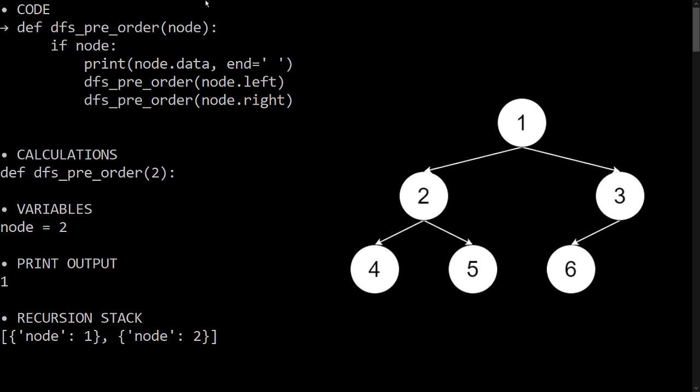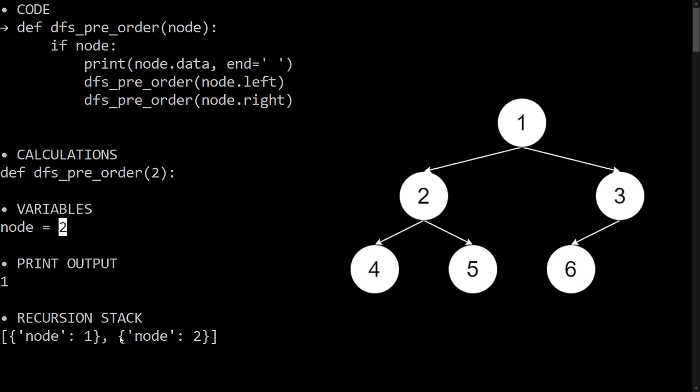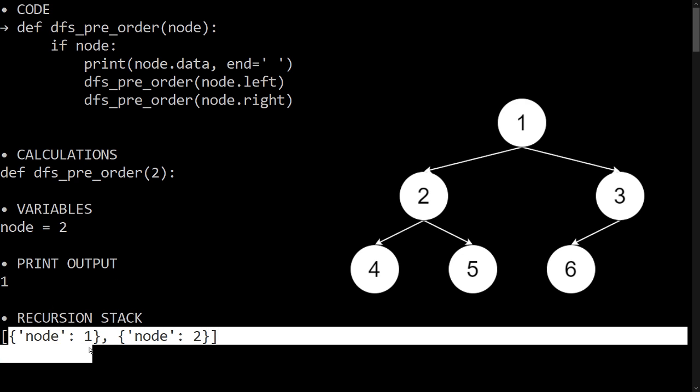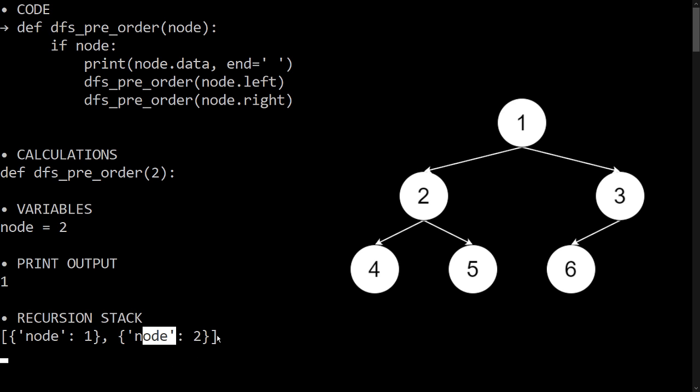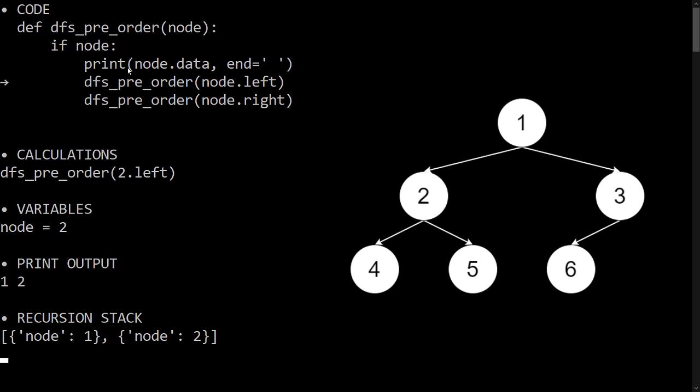So the recursion will again proceed. In this case, the DFS pre-order will be called with the node 2. Node is 2. And you can see in the recursion stack as well, the node 2 call is on top of the node 1 call. That is, node 1 has called this node 2. It will check if node is not None. In this case it is, so this becomes true. It will enter the if condition. It will print its own data in the print output, and it will again recursively call its node.left, that is 2.left, which is node 4.